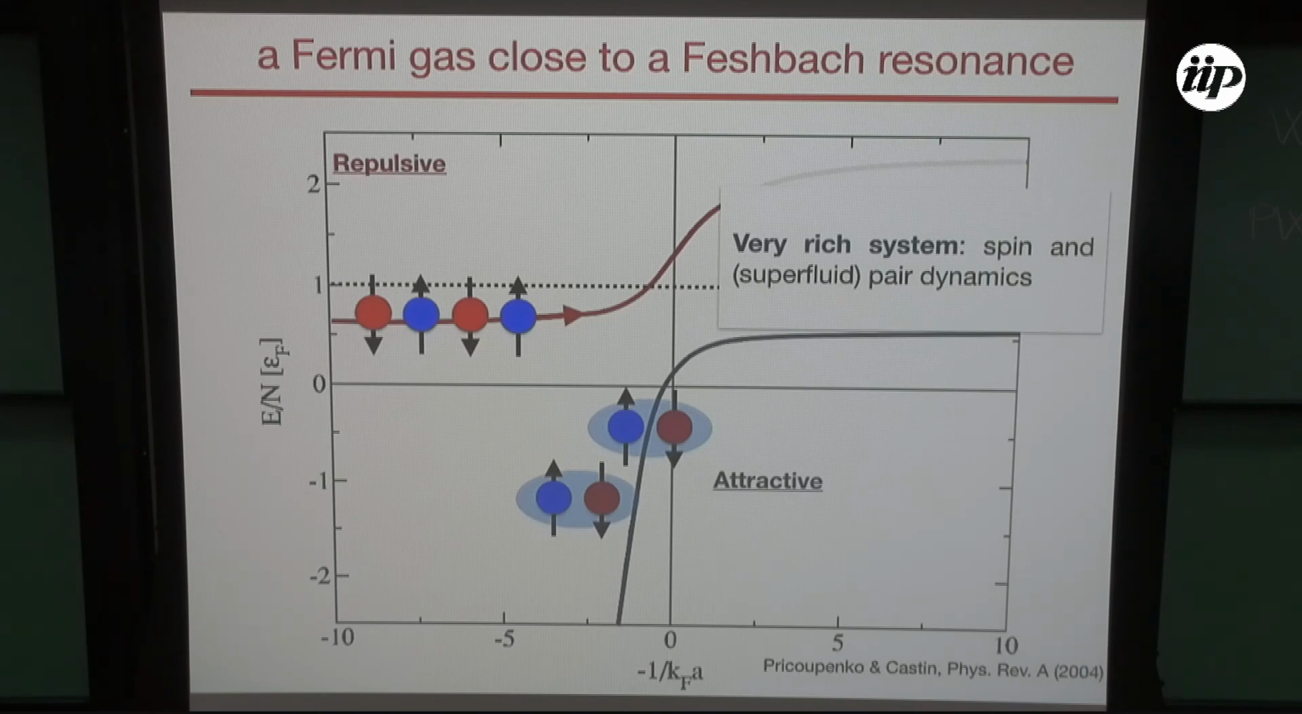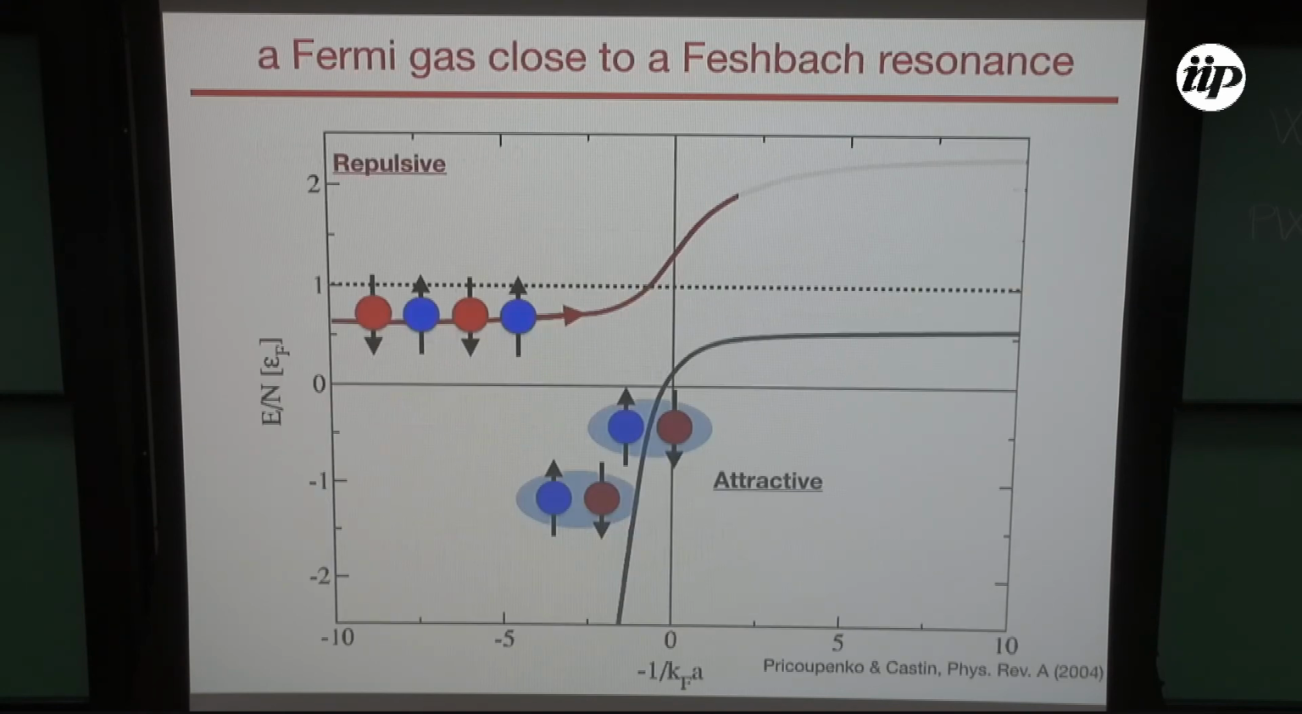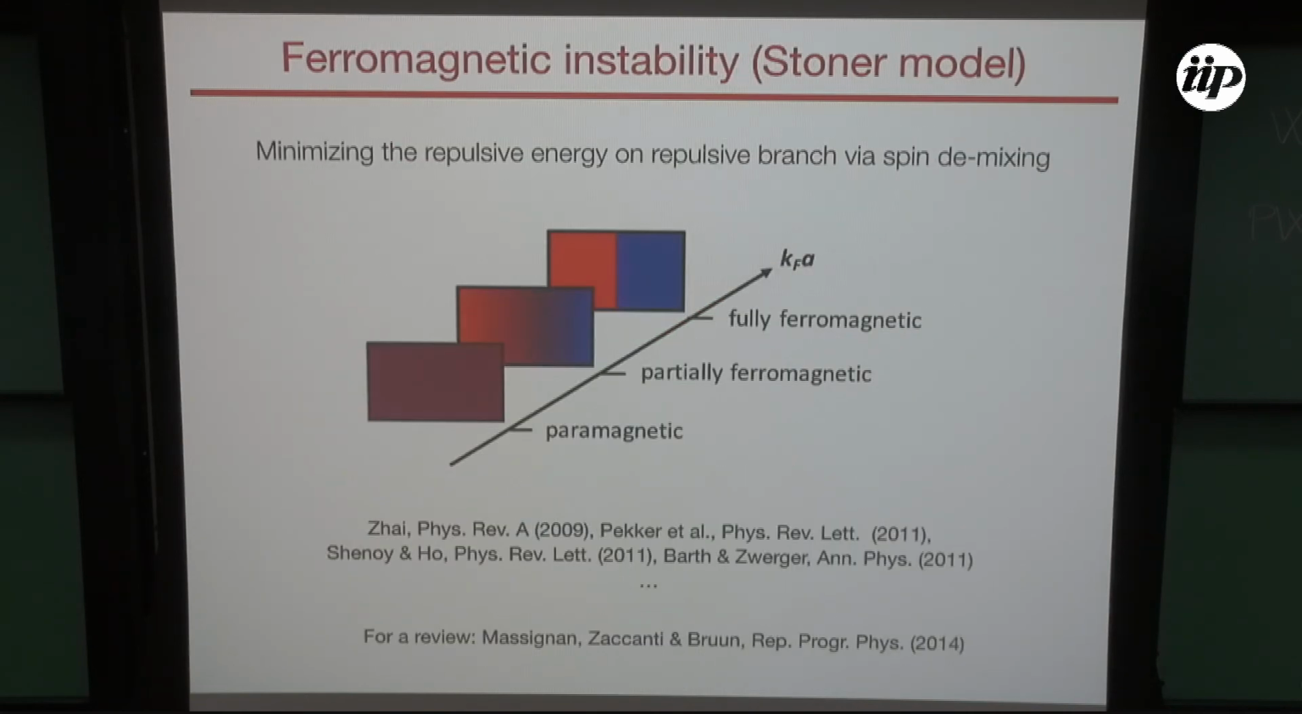So anyway, what I want to point out is that this is a very rich system because it allows in principle to study both spin and superfluid dynamics. Well, this is the only thing that I say about that. In the case of atoms living in this branch, if we crank up their repulsion, and this is the level that is critical around k_F a ≈ 1, then what could happen, in principle, is that the system could make a transition from a paramagnetic mixed phase to a fully ferromagnetic state. Okay, this is the so-called Stoner model.